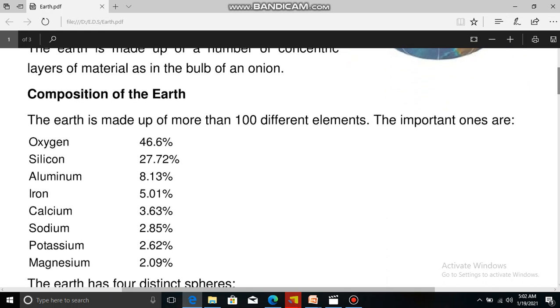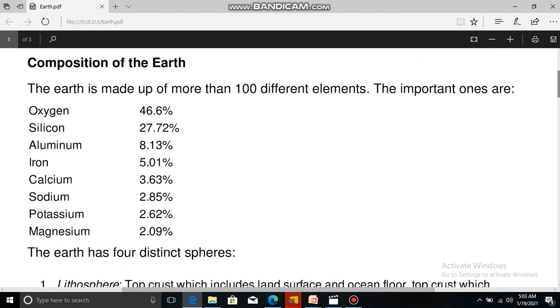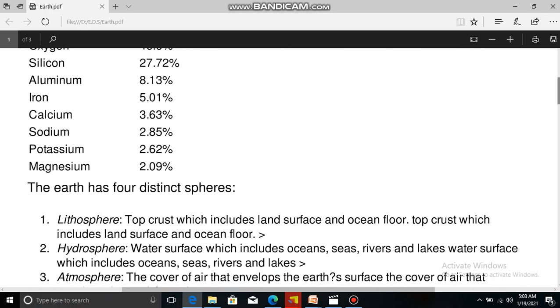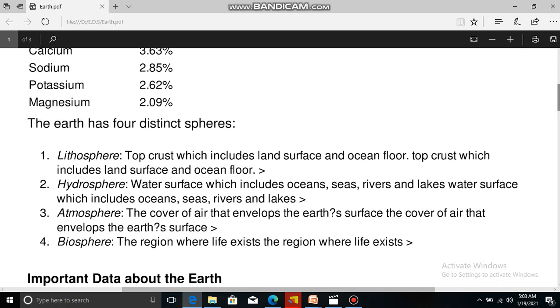Composition of Earth. The Earth is made up of more than 100 elements. The important ones are oxygen, which makes up about 46.6%, silicon 27.72%, aluminium 8.13%, iron 5.01%, calcium 3.63%, sodium 2.85%, potassium 2.62%, magnesium 2.09%.